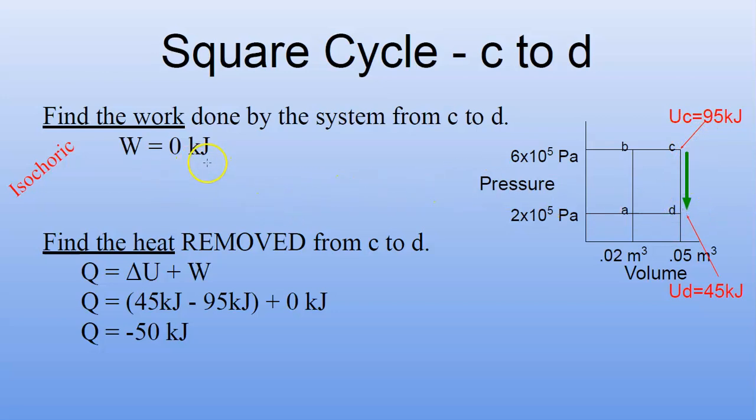I'm not getting any work done because it's isochoric and the piston did not move. I put that 0 right here, and then I put in my change of internal energy, and you can see pretty easily that the amount of heat that I have to pull out of this thing, exhaust out of it, is equal to 50 kilojoules. But remember that we're removing that. We're taking it away. It's a negative number. That's what that negative means right there, that it's going the opposite direction. A positive heat would be putting heat in. Negative heat, I'm taking it out.